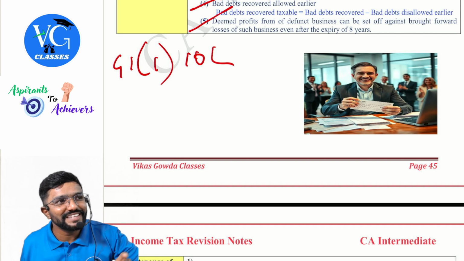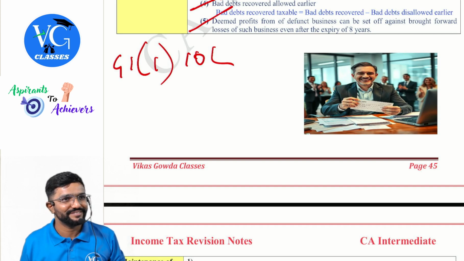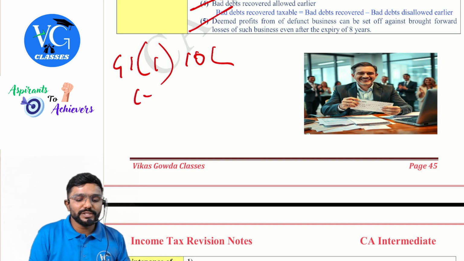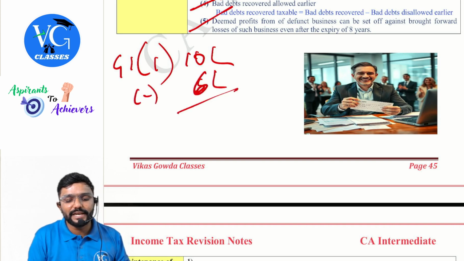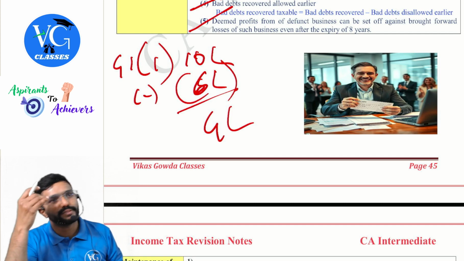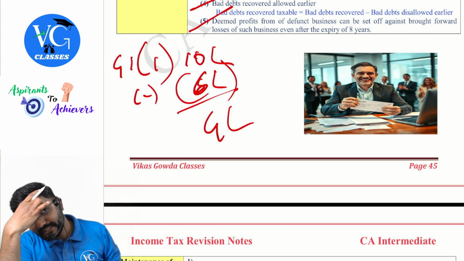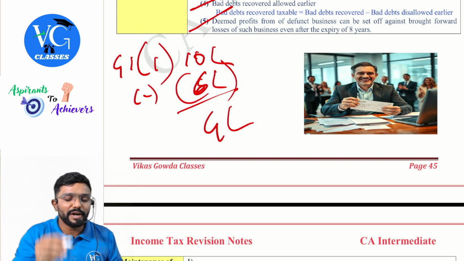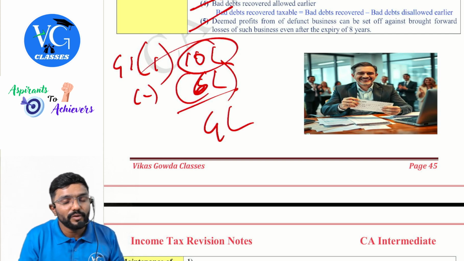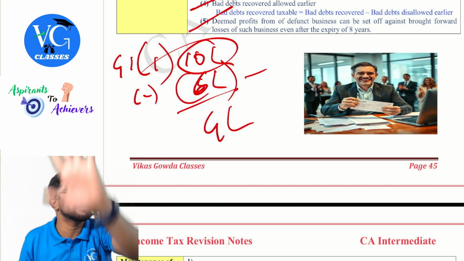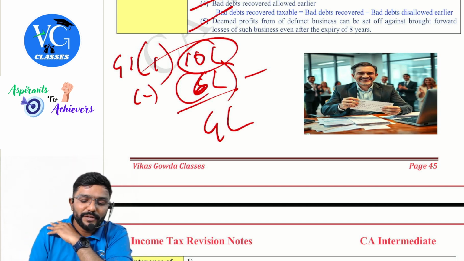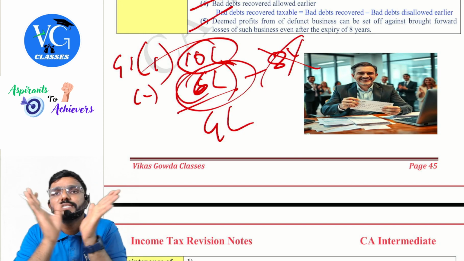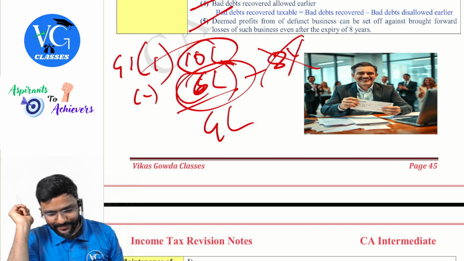From the same business, I have some loss also, no, sir. Can I adjust it? Yes. Even though you have closed that business, assume the loss is 6 lakh. Can I adjust it? Yes, remaining is taxable. Hope you understood. This is for the same business. What you have recovered is also from the same business. What loss you had in the past also is from same business. Even if 8 years period is over for this loss, still you can adjust it.